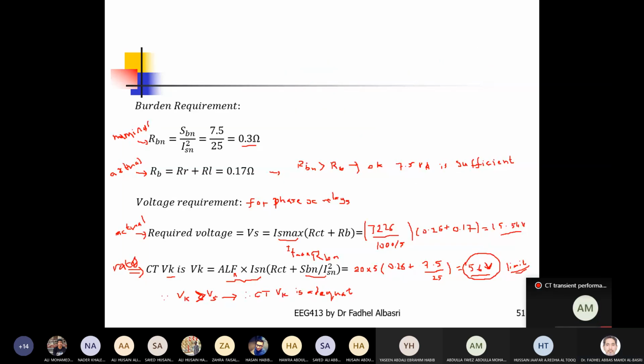Now, what's next here? Let's check also. Now I would like to check the voltage class. Also check now for me the VK requirement for air faults.